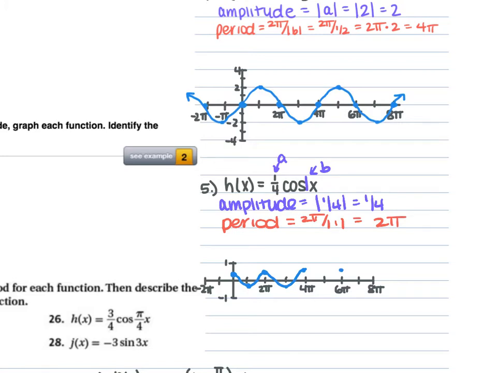And continue this throughout your entire graph, and do the same on the other side.